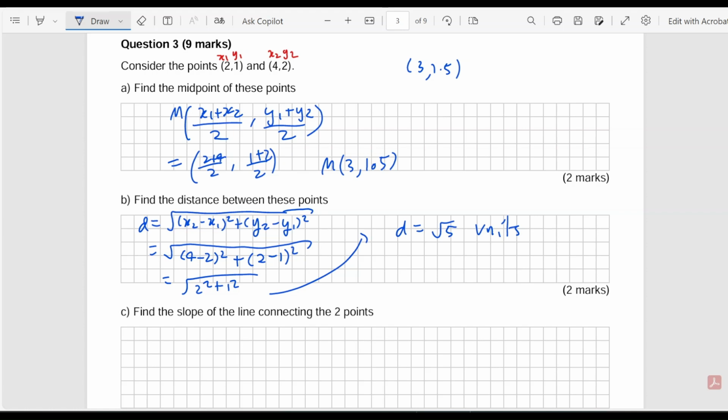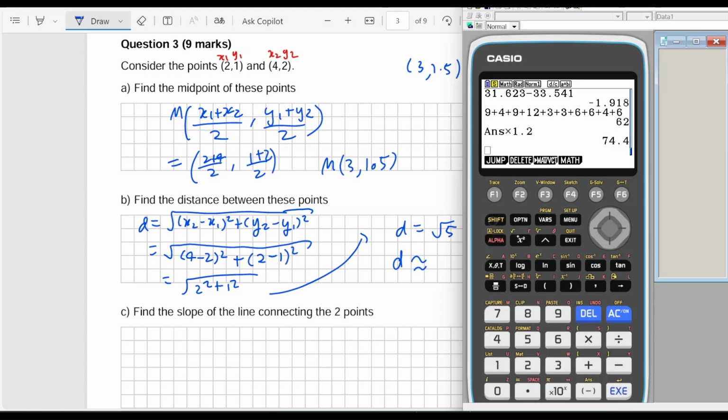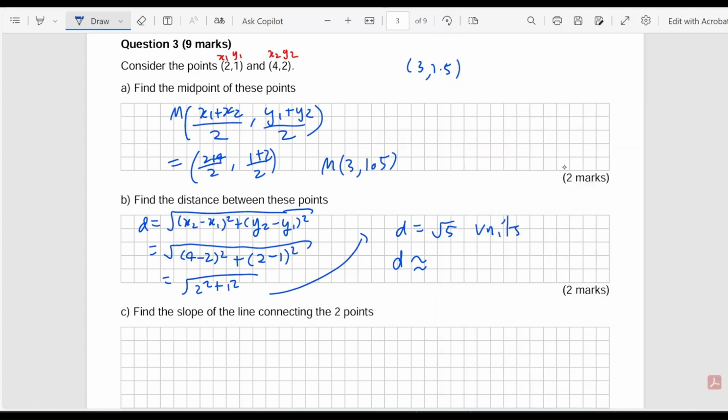Now I'm happy if you do want to leave it there at an exact answer, but if you want an approximate, what you can do is type root 5 into your calculator and hit this S to D button, and that'll give you the approximate.